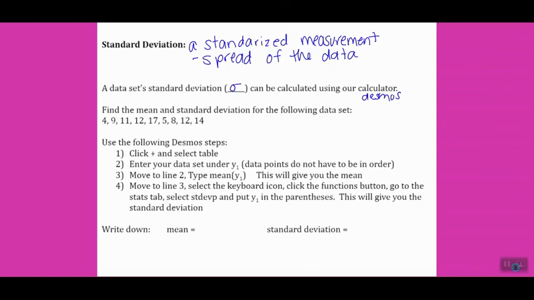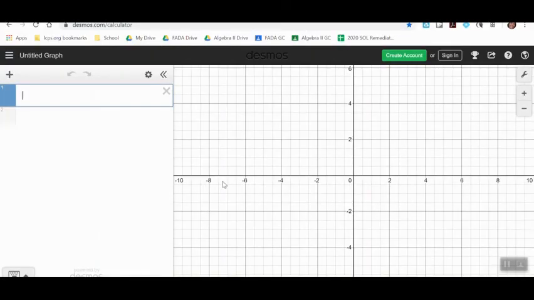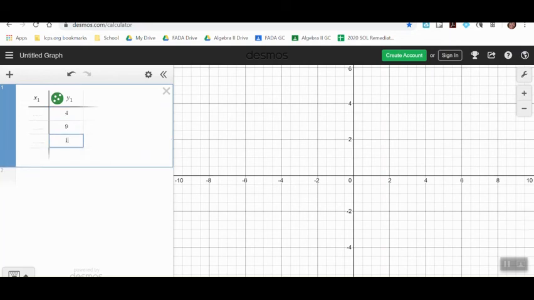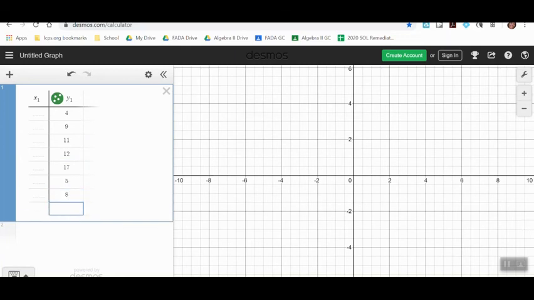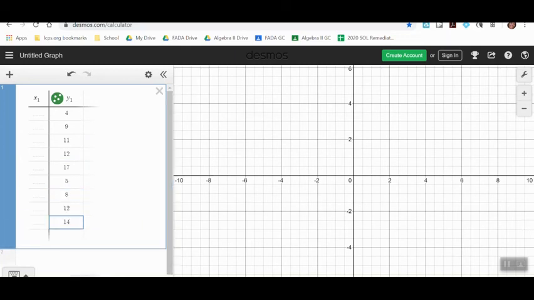So find the mean and standard deviation for the following data set. So we're going to go to Desmos. We're going to click plus and add a table. And we're only going to put the values in Y1. So 4, 9, 11, 12, 17, 5, 8, 12, and 14. You don't need to put them in any specific order. You don't have to make them least to greatest before you start. Just type them in exactly how they are on your paper.